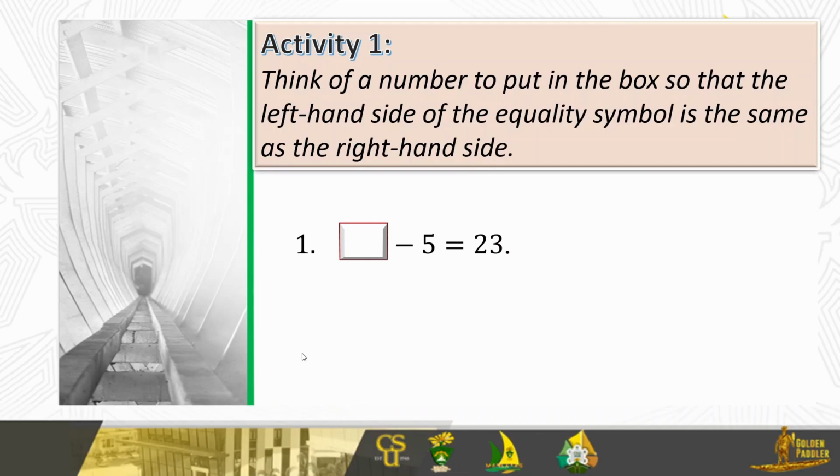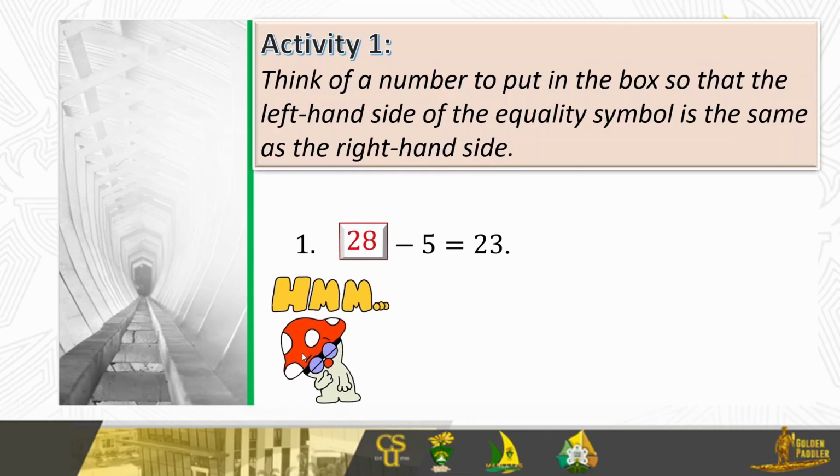Are you ready? I want you to think of a number to put in the box so that the left-hand side of the equality symbol is the same as the right-hand side. So, blank minus 5 equals 23. I know you have done this in your elementary days, so you can do it. That's right. The answer is 28.